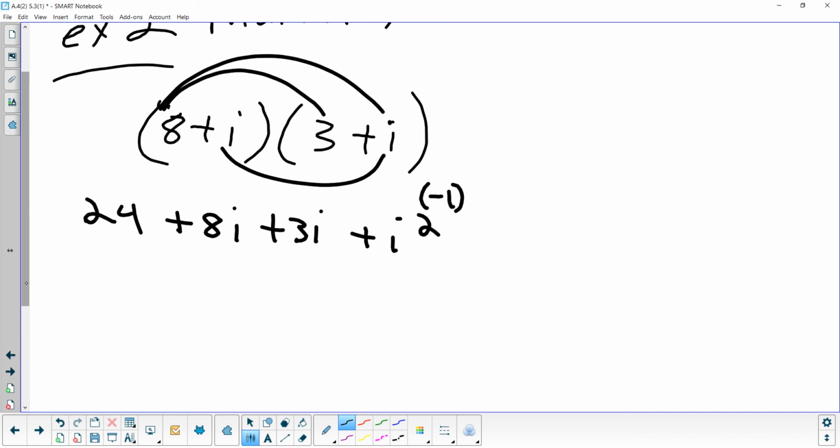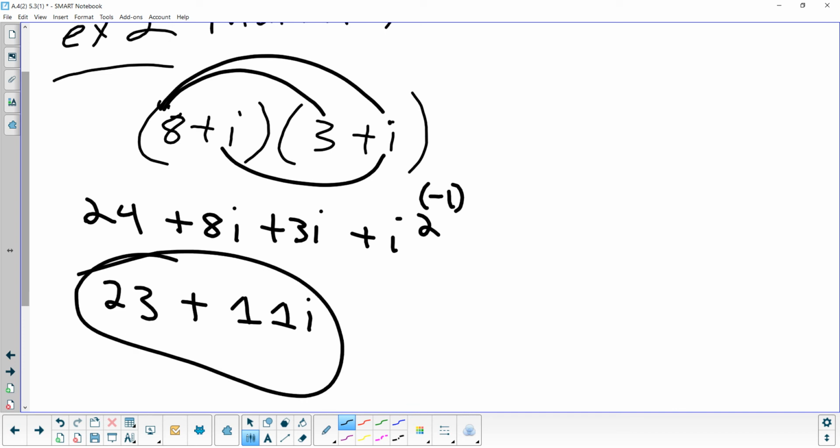So Katrina, what's that going to give me? When I combine 24 and i squared. Oh, 23. So 23, and then Jotty, 8i plus 3i. 11i. Again, try to make sure your 1's and i's don't look the same, otherwise you're going to probably confuse yourself. Okay, so 23 plus 11i. Questions on that one?